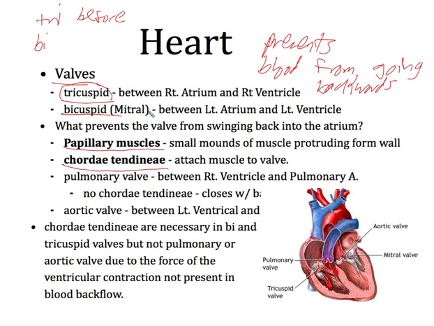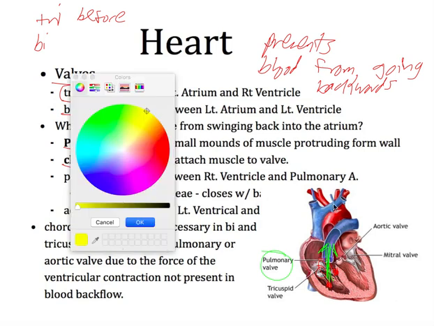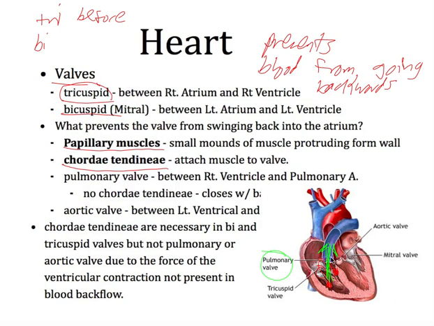I should grab a new color. Let me erase that quick. Let's go with green for the sake of going with green. So into this portion, you have your pulmonary valve, which is shown here. Okay, and then on the other side, we have our aortic valve, which is there. Okay, which prevents things from going back into your ventricles.